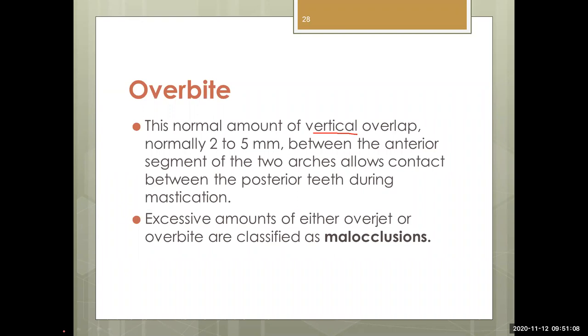Remember, the deciduous was about 2 to 5 millimeters between the anterior segment of the two arches, and it allows contact between the posterior teeth during mastication. So the patient's biting down, all right, so the teeth are touching. Excessive amounts of either overjet or overbite are classified as malocclusions. So you are taking a canine and a first molar. You're going to have your occlusion, 1, 2, or 3. And then you're going to be determining overjet and overbite.